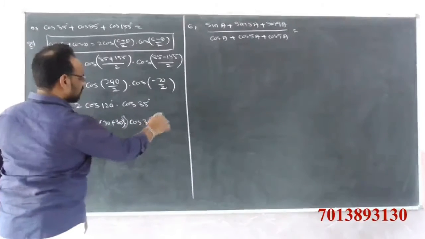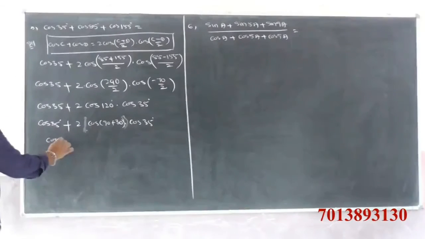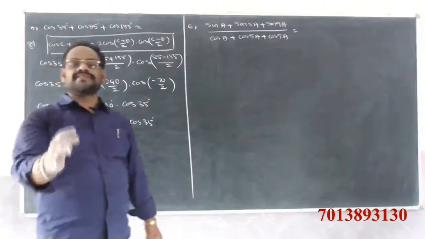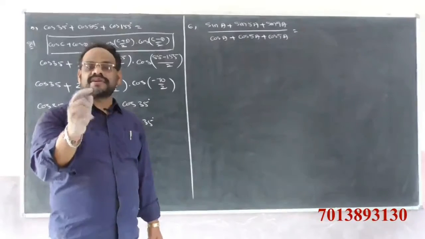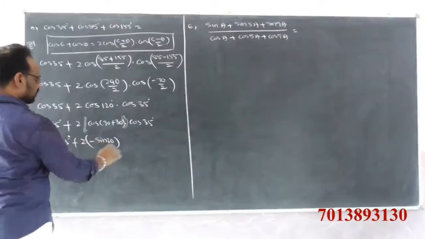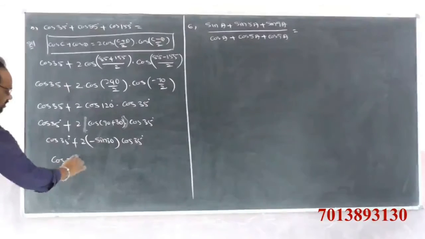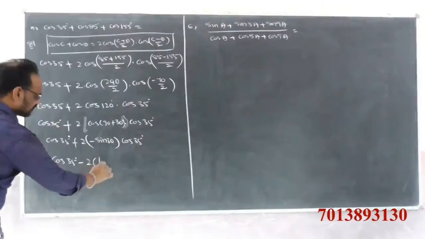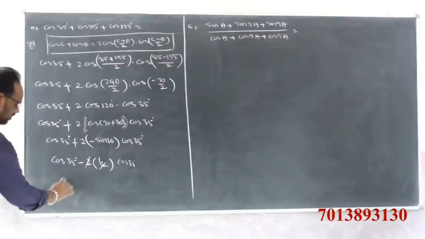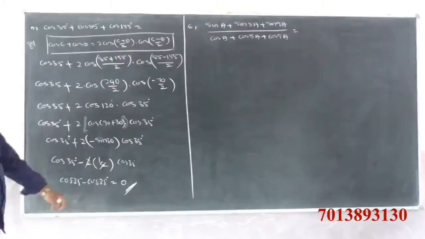90 plus 30 is nothing but 120. So cos 35 plus 2 times cos of (90 plus theta) into cos 35. Cos of 90 plus theta is in the second quadrant, and in the second quadrant cos is negative. So we get minus sin 30 into cos 35. That is cos 35 plus 2 times minus sin 30, which is 1 by 2, into cos 35. The 2 gets cancelled. We get cos 35 minus cos 35, so the value is 0. That is the answer.